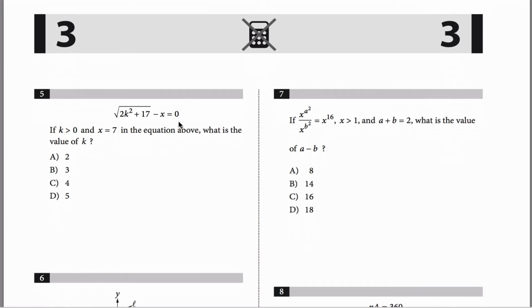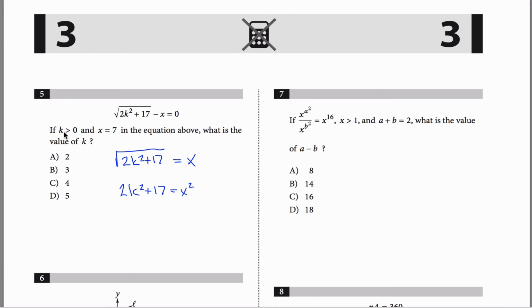So you're like, oh, right, square both sides of the equation. No, you can't do that. You can't get rid of the radical unless it's isolated. If you tried to square both sides of the equation right now, you'd have to do some ugly FOIL mess. So what you want to do is get that radical all by itself. Add x to both sides of the equation so things look like this. Then you can square both sides of the equation to get 2k squared plus 17 equals x squared.